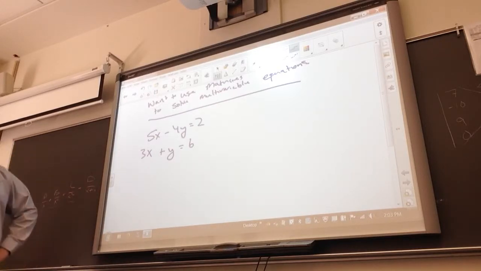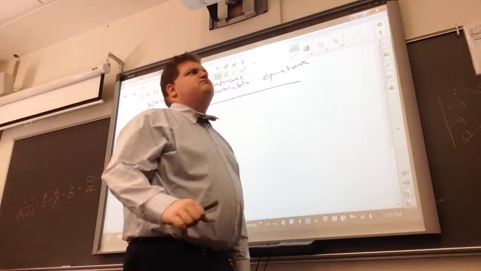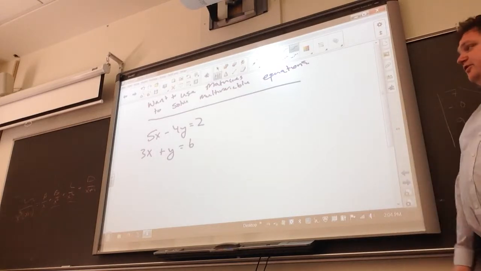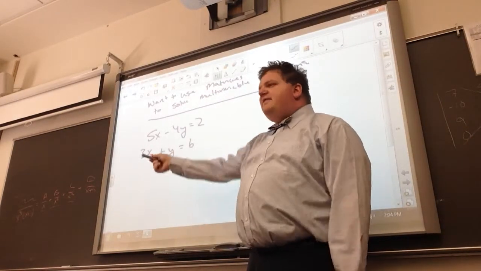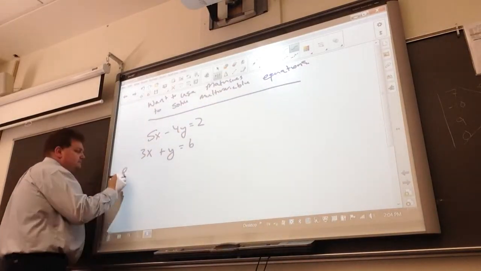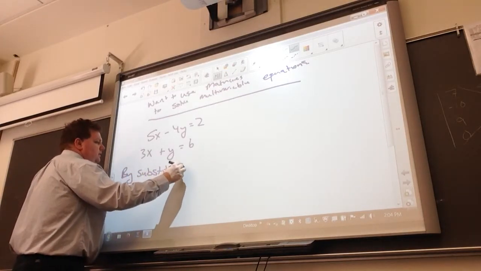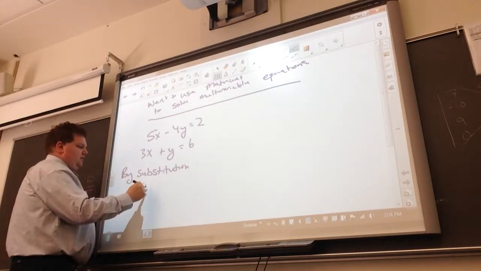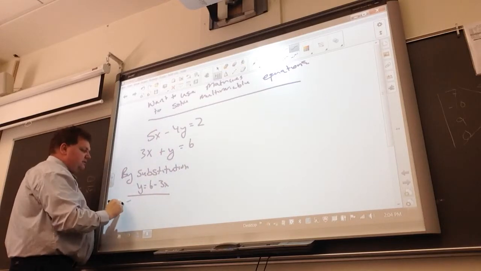Now, what were the old-fashioned ways of solving this? Substitution and elimination. Substitution, we would just pick a variable, solve for that variable, plug the entire thing back in, get our answer. So if I did this by substitution, I would probably solve for y in the bottom equation first, then plug that in for y in the top equation.